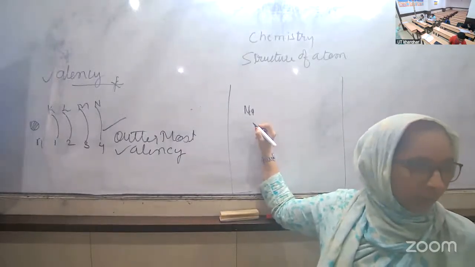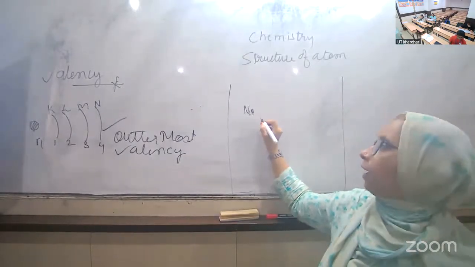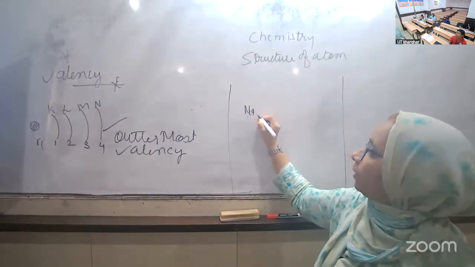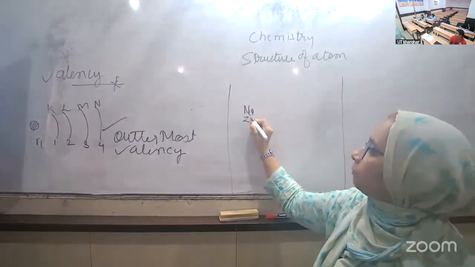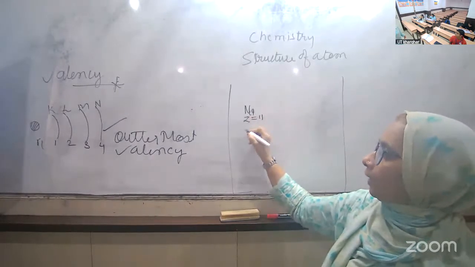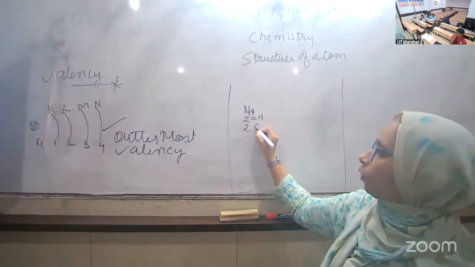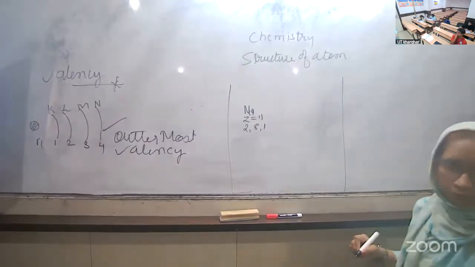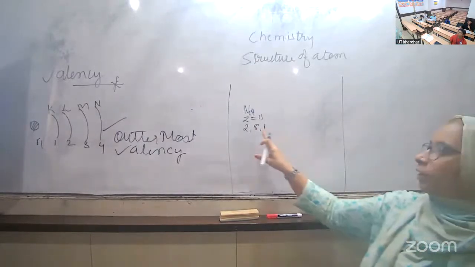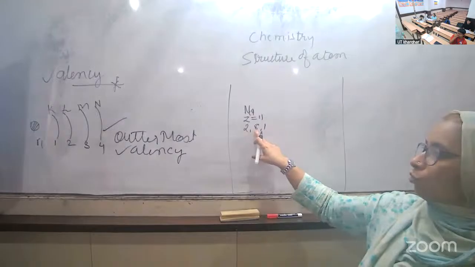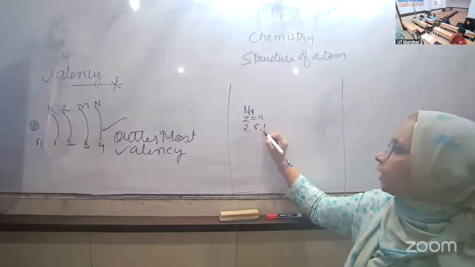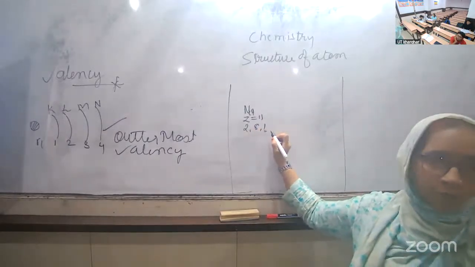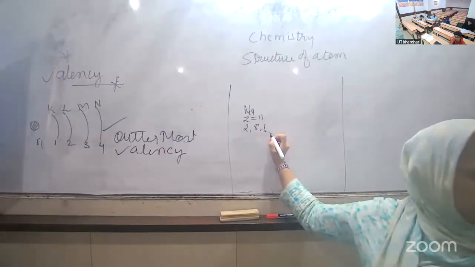make a chart of 11 elements, 20 elements. Atomic number is 11. Here Z is equal to 11. Then electronic configuration 2, 8 and 1. Right? Look here, see first. Electronic configuration is 2, 8, 1. Now the last shell contains how many electrons? 1. The valence shell contains 1 electron.